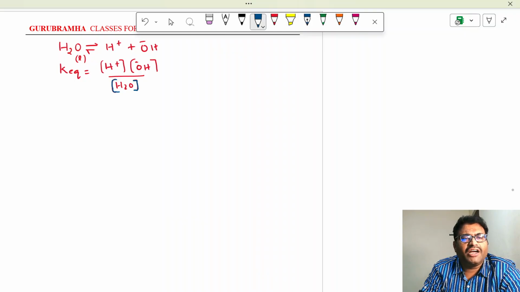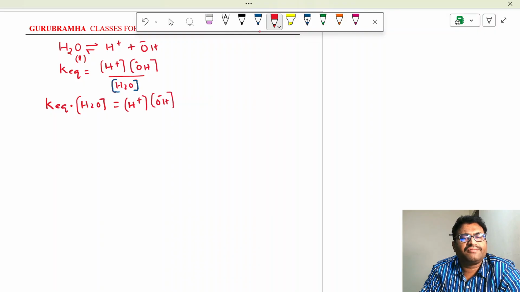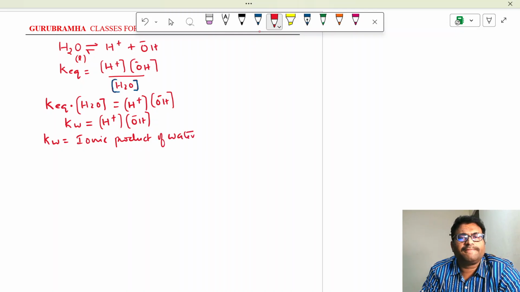Now rewrite this formula. I can write it as K equilibrium into concentration of water is equal to H plus ion concentration into OH minus ion concentration. So this equilibrium constant into concentration of water is called Kw, which is H plus ion concentration into OH minus ion concentration. What is this Kw called? Kw is called the ionic product of water.